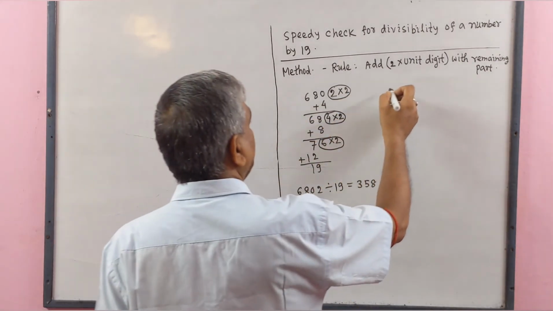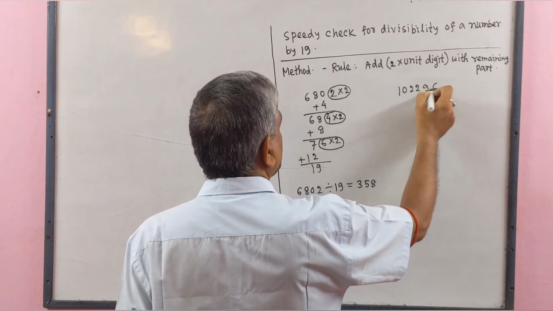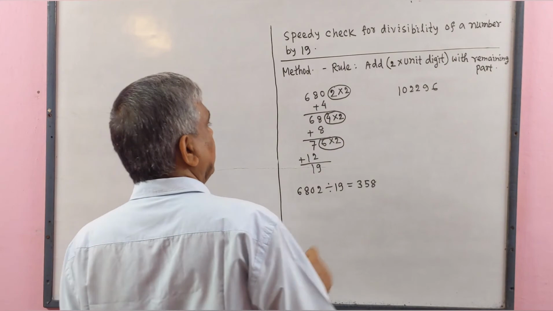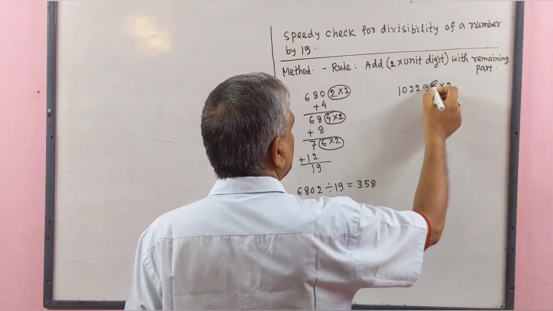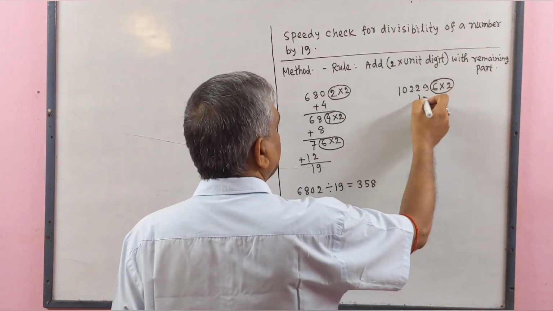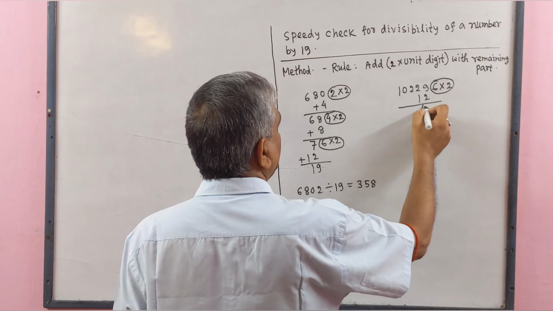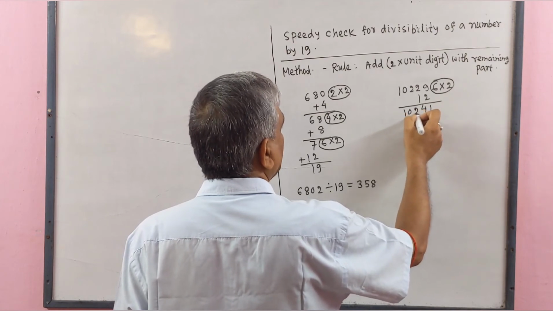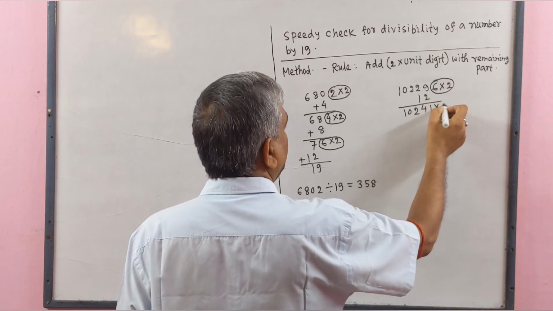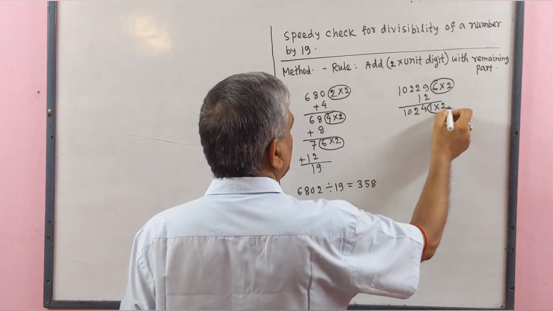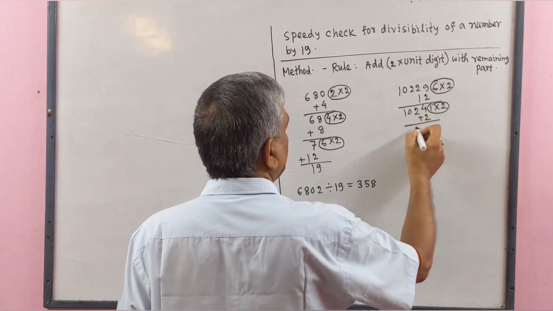Now we check the rule for a second example. Let the second example be 102296. Now the digit in the unit place is 6. We multiply this by 2 and we add it to the remaining part. We get 10241, 102. Here the digit in the unit place is 1. We multiply this by 2, add it to the remaining part.